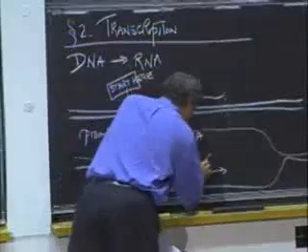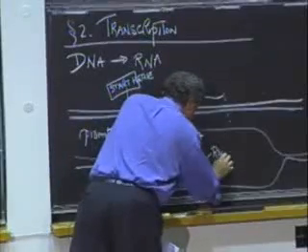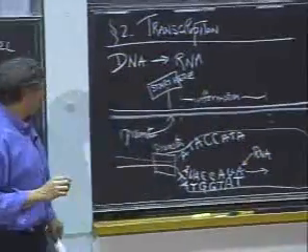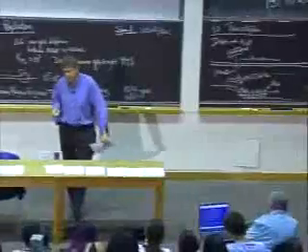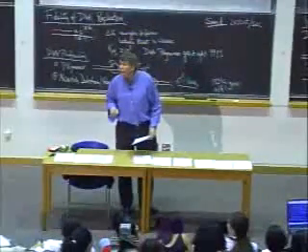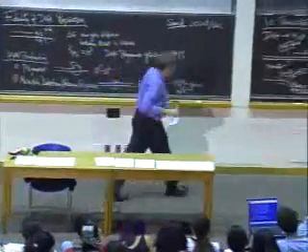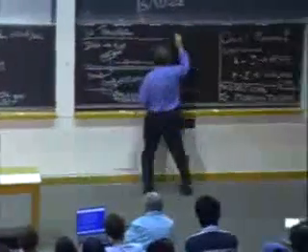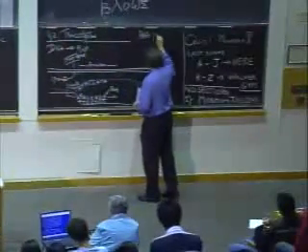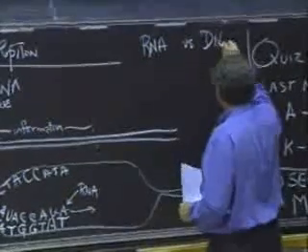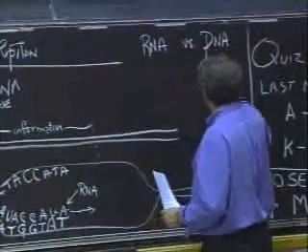Except this time it's doing it not out of DNA, but out of RNA. How does RNA differ from DNA? So first off, instead of deoxyribose, this is deoxyribose.